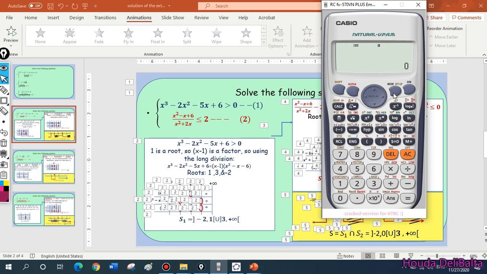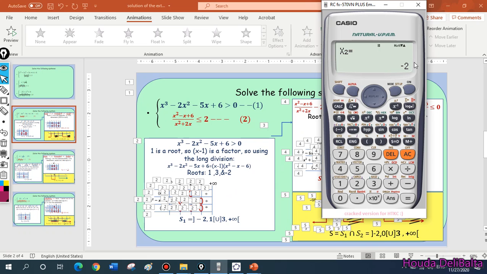We have to press mode, then 5, then we choose the quadratic form, 3. Then a is the coefficient of x squared, which is 1, b is the coefficient of x, which is minus 1, and c is the constant that doesn't have x, which is minus 6, and we press equal. Then we get 3, exactly as we have here, and minus 2. So this is how to use the calculator in order to get the roots.